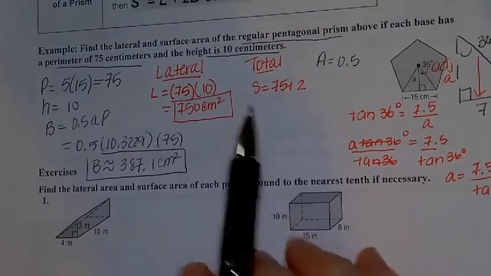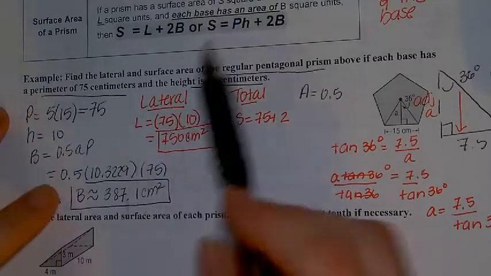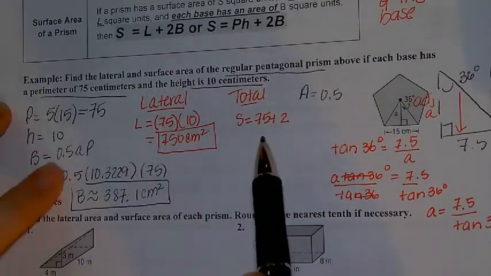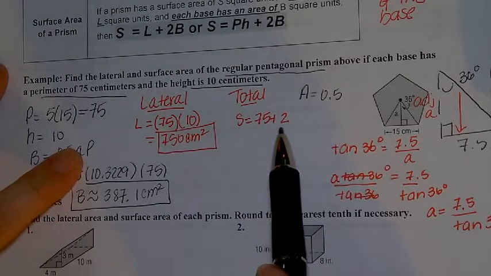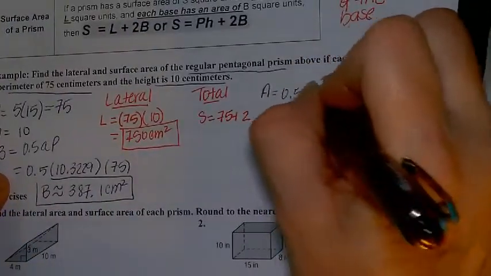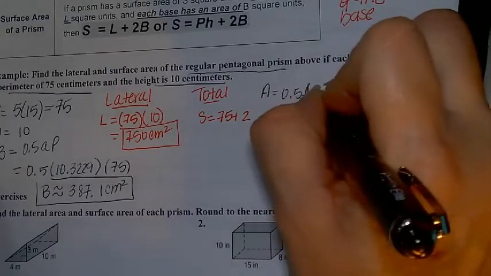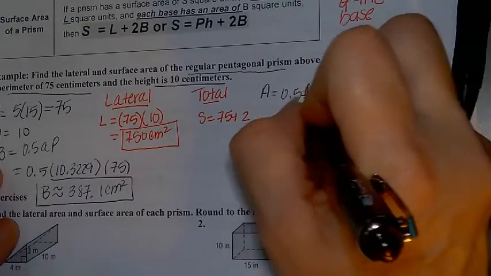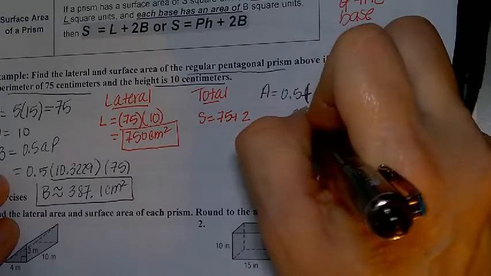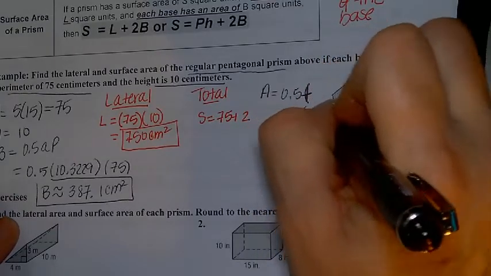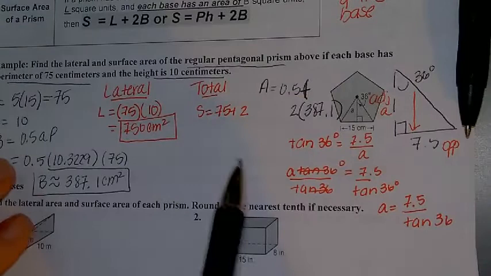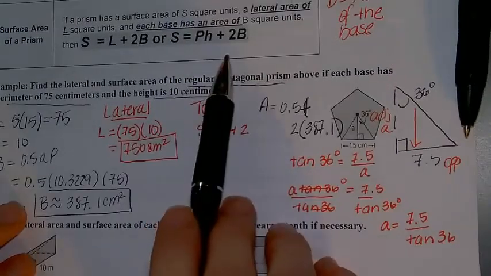So now let's go to my problem. I have my lateral area, which is 75 plus twice the area of the base. Sorry, that's a little messy. That's right here, twice the area of the base.